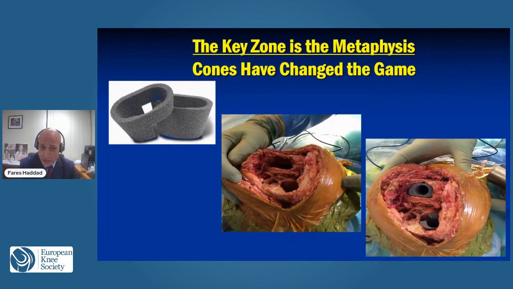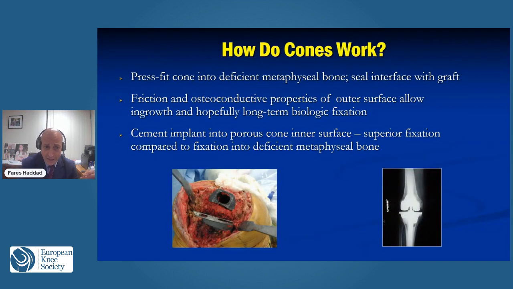For me, what's really changed this game is the advent of the cones, because these really have allowed multiple providers to come into the market and has made it something that works with multiple systems, doesn't make you slave to one system. To my mind, the idea here is to get a press fit of something that's got biological potential into the metaphyseal bone and get that sealed in place there. It should have osteoconductive properties to allow ingrowth. That's really the big thing not to go away from. Remember that this has to be biologic.